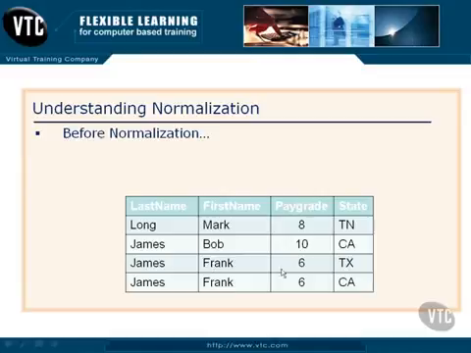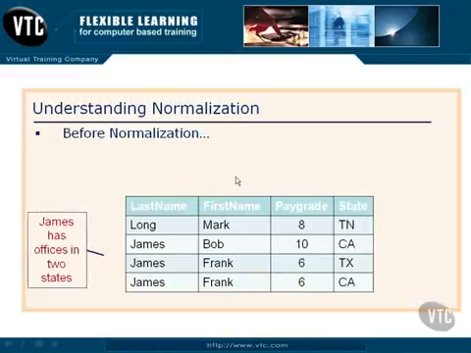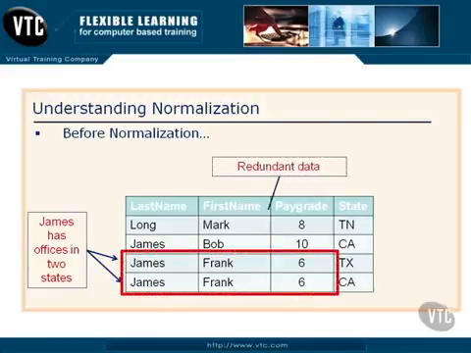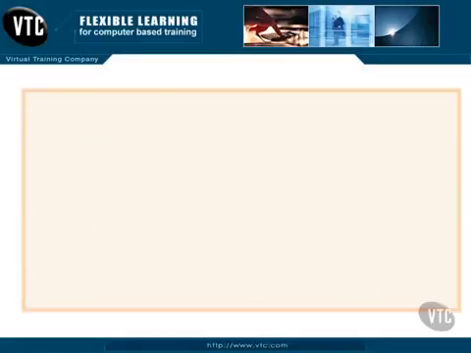But notice Frank James is pay grade 6, he's in Texas, but Frank is an engineer and he also has an office in California as well. So Frank has 2 offices. Well, how do we handle that in this table except that we put in Frank James twice and we put in the pay grade twice? Well, there is a way that we can take care of this. We can normalize this table. So we see that James has 2 offices. Let's see how we can get rid of this redundant data in our table by using normalization.